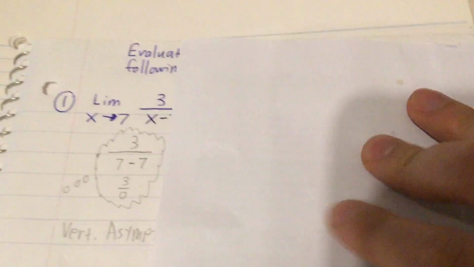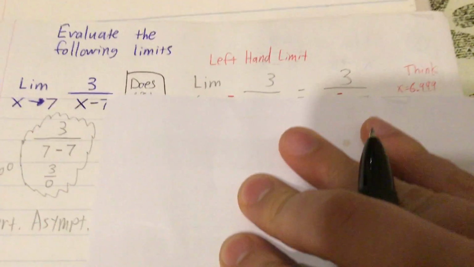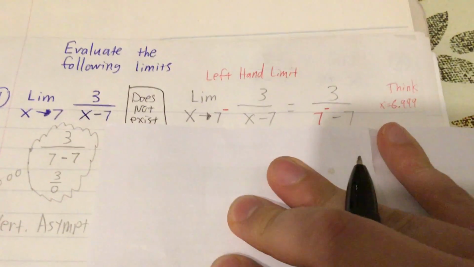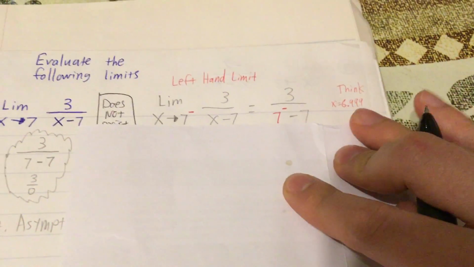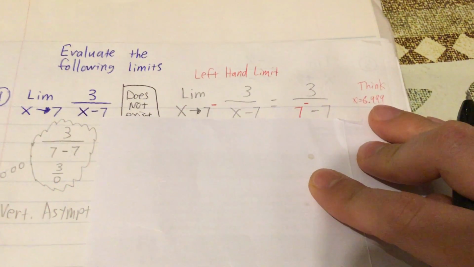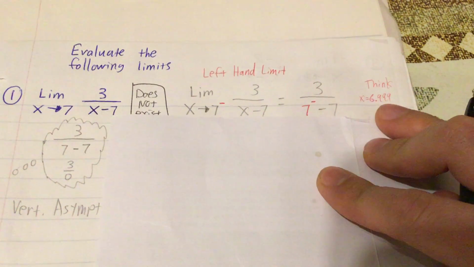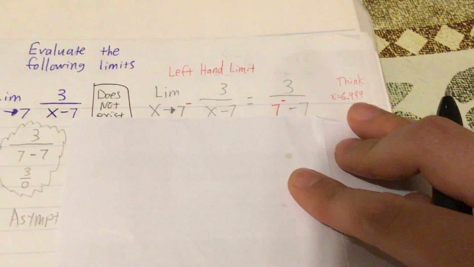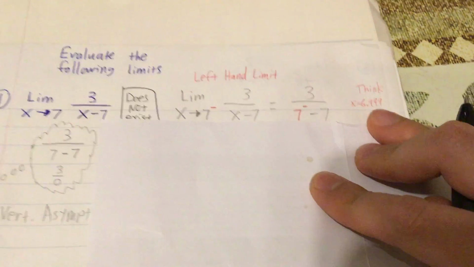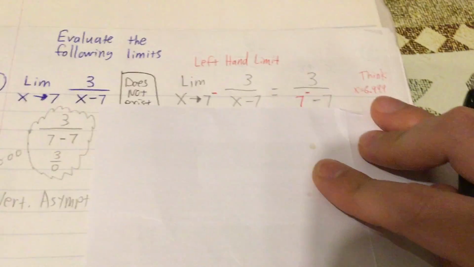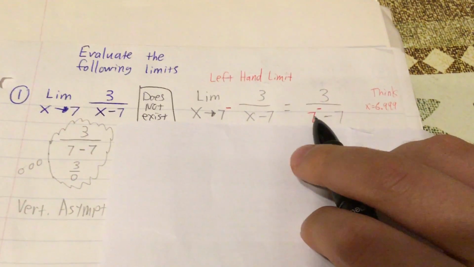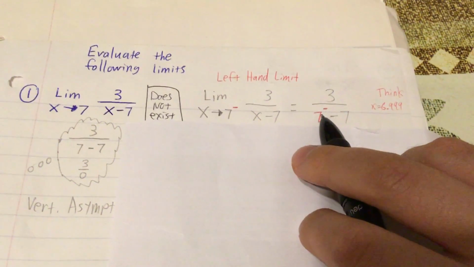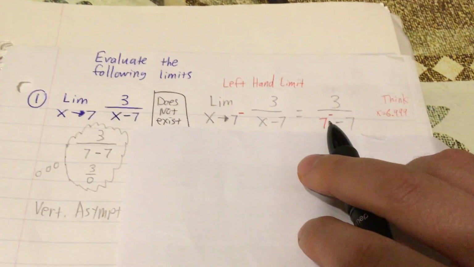Now let's explore why. If we take the left-hand limit, in other words, plug in x equals 7, but remember, we're not plugging in 7 as in we want it to be 3 over 0. We're thinking x equals 6.99999999999. We're approaching x equals 7 from the left side. That's what this notation means. Plug in x equals 7, but approach it from the left side.